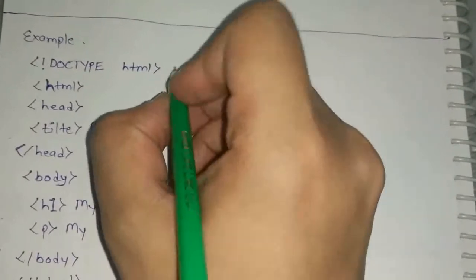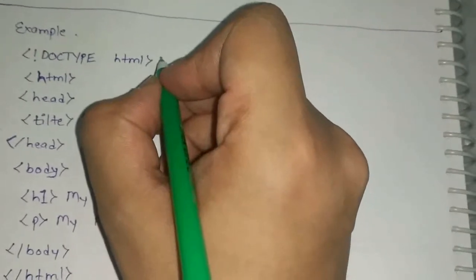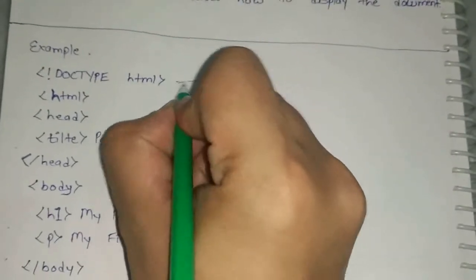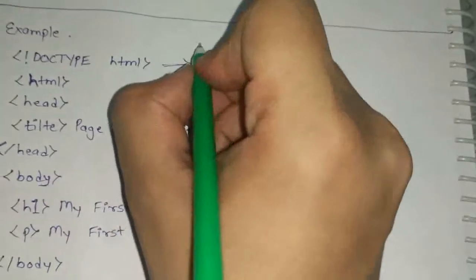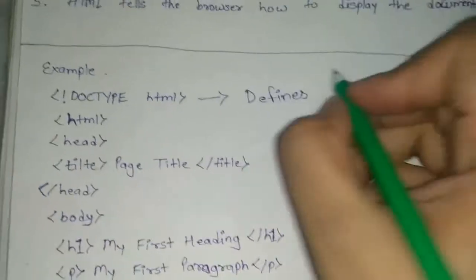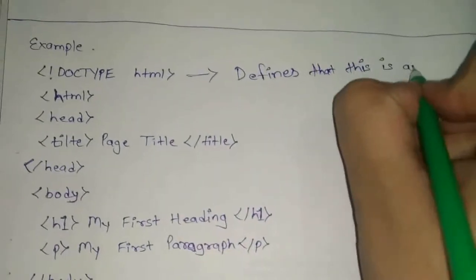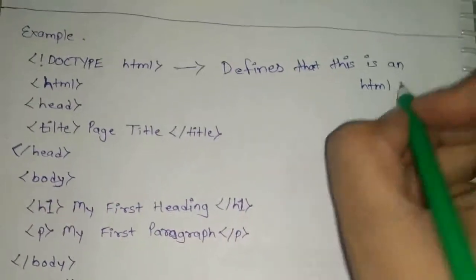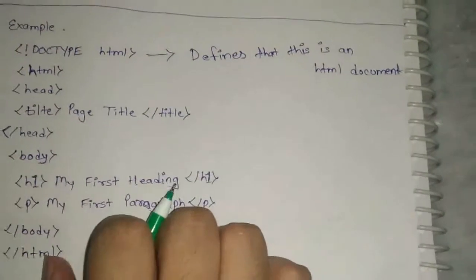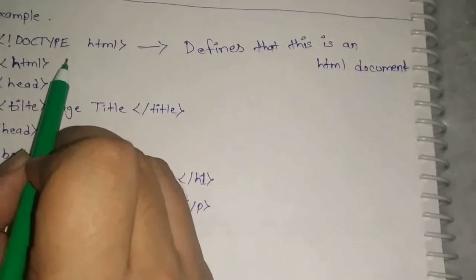So first of all we are going to discuss the doctype HTML. This declaration defines that this document is an HTML document. Without writing this tag, we can't write HTML code.